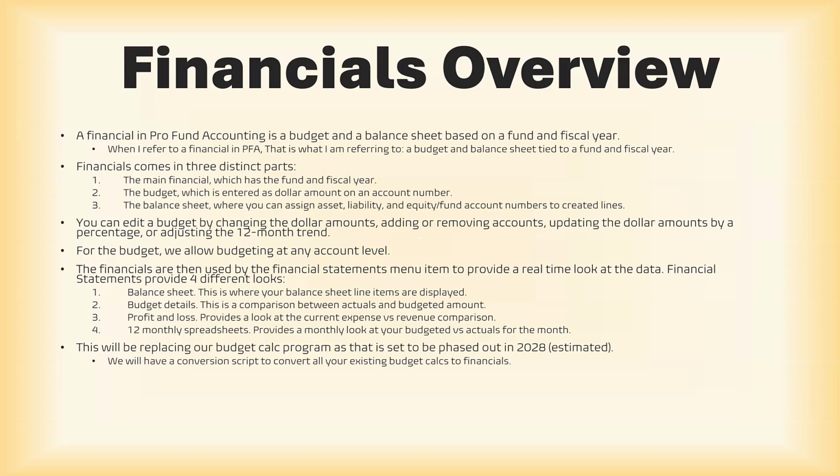The budget details page, which is a comparison between actuals and budgeted amount. We have a profit and loss, which provides a look at current expense versus revenue. That's just a look at all your expense versus all your revenue accounts, I believe at the third level. And then we also provide 12 monthly spreadsheets to look at your monthly versus your budgeted versus actuals for the month.